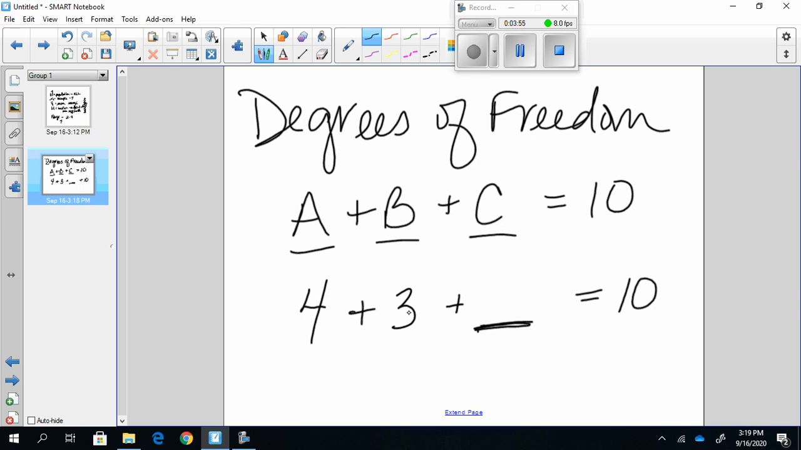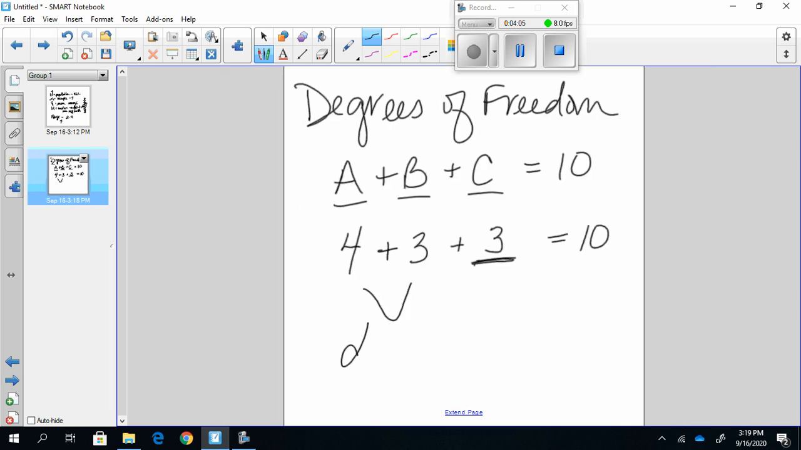Now, C, I have no freedom because I know that this is 10. So 4 and 3 is 7. So this has to be 3. I have 0 freedom to decide what that value is. So these two I decided. So these I was free to decide. So I have 2 degrees of freedom. And I had 1 that was already selected for me based on the math of this problem.